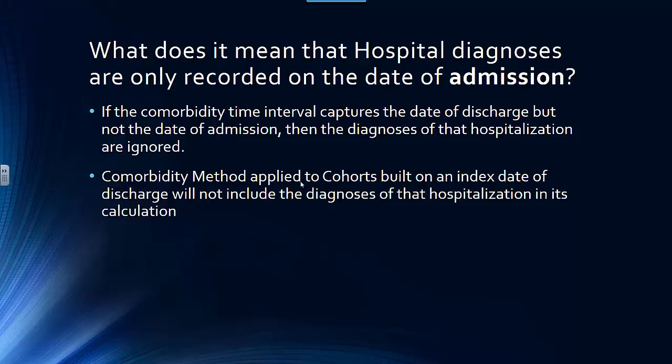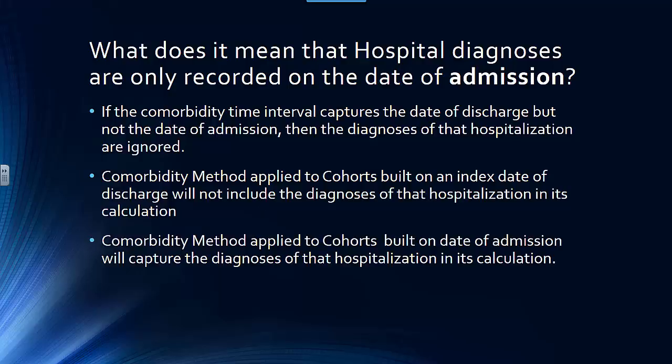A comorbidity method applied to cohorts built on an index date of discharge will not include the diagnoses of that hospitalization in its calculation if the interval doesn't span the admission date of that hospitalization. Comorbidity method applied to cohorts built on date of admission will capture the diagnoses of that hospitalization in its calculation if you start at time 0. We'll actually show this in greater detail in just a moment.